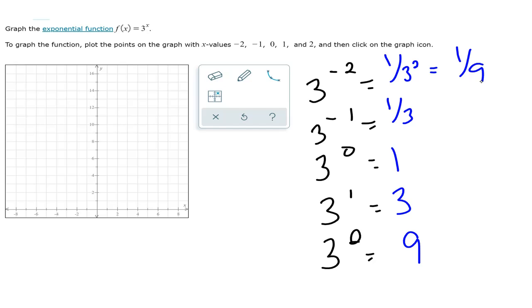Again, I'm going to graph those 5 points. So I've got -2 and 1/9, -1 and 1/3, 0 and 1, 1 and 3, and then 2 and 9. We're going to connect those dots, and we're going to get a nice curve. If you're paying attention to the news, that looks like the disease curve that we have currently.